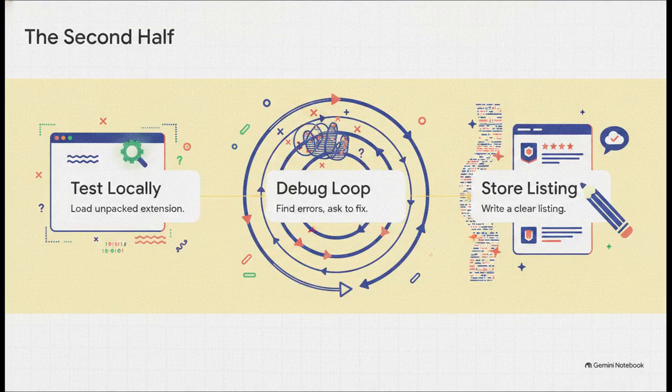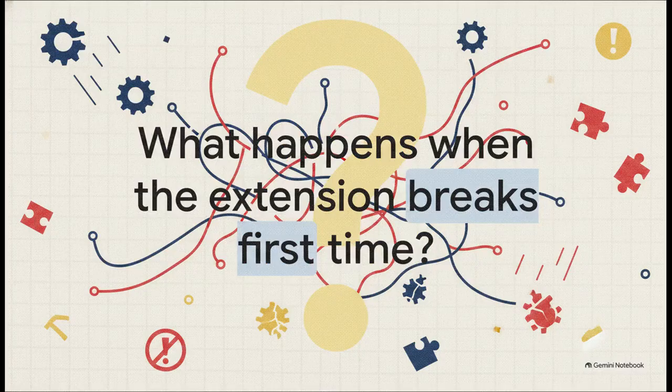Okay, now we enter the second half of the build journey. Once you've got your files saved, you need to test it locally in Chrome's developer mode. Then enter the debugging loop, and finally, write your store listing. But wait, I want to pause here and ask you a direct question. What happens when the extension breaks the first time you load it into Chrome?